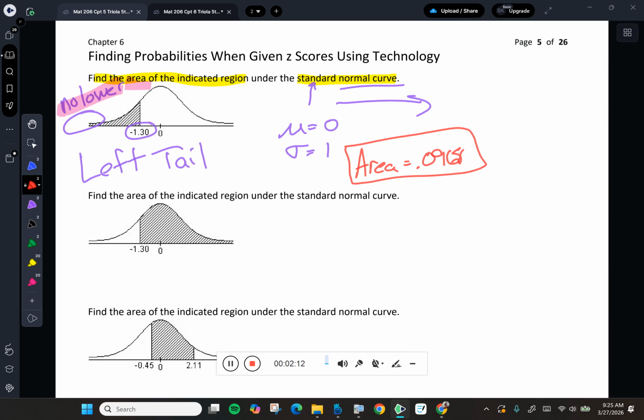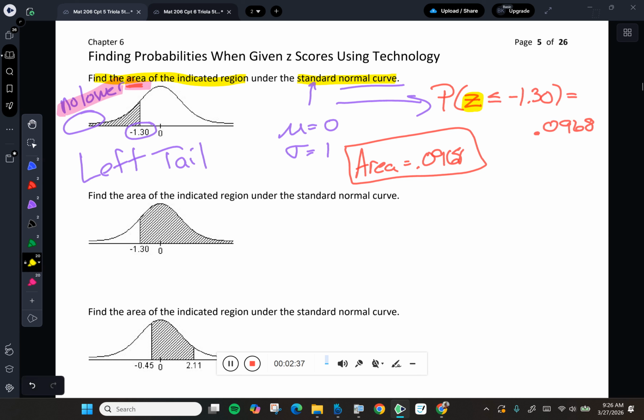Right? So now, how do we interpret this? What does this mean? Well, if they were just asking for area, we would say the area is 0.0968. If this was a probability problem, we would say that the probability that z is less than or equal to negative 1.30 is 0.0968.